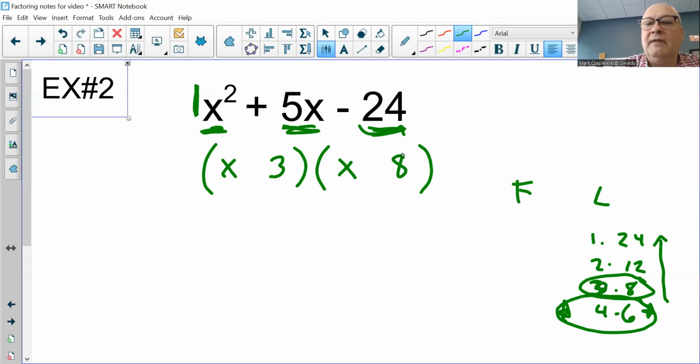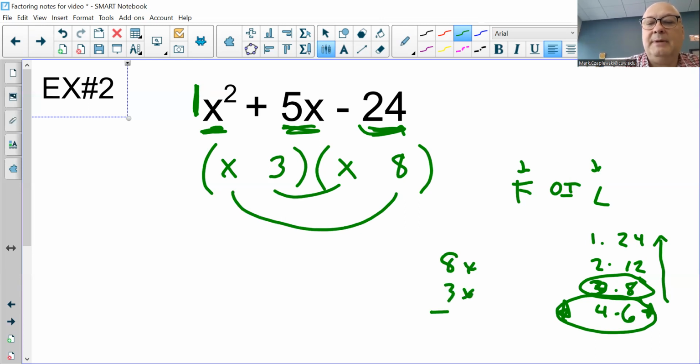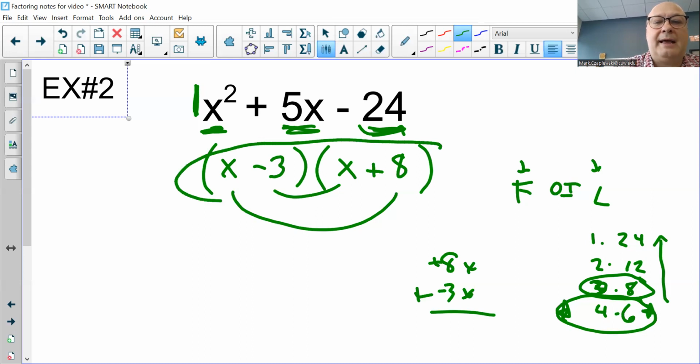So now I've done the first, I've done the last. I need to check the outers and inners. So the outers is 8x and the inners is 3x. So 8x and 3x can be added together to get positive 5 if the 8 is positive and the 3 is negative. And if you foiled this back, you'd get your original problem.